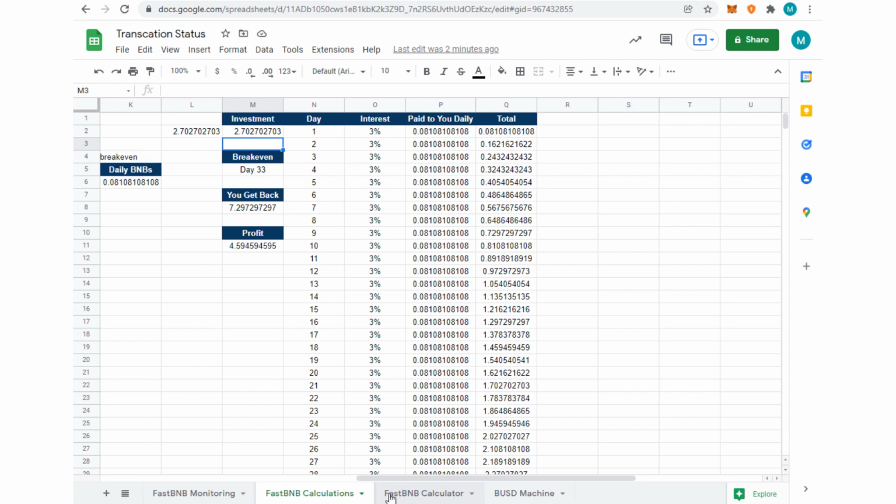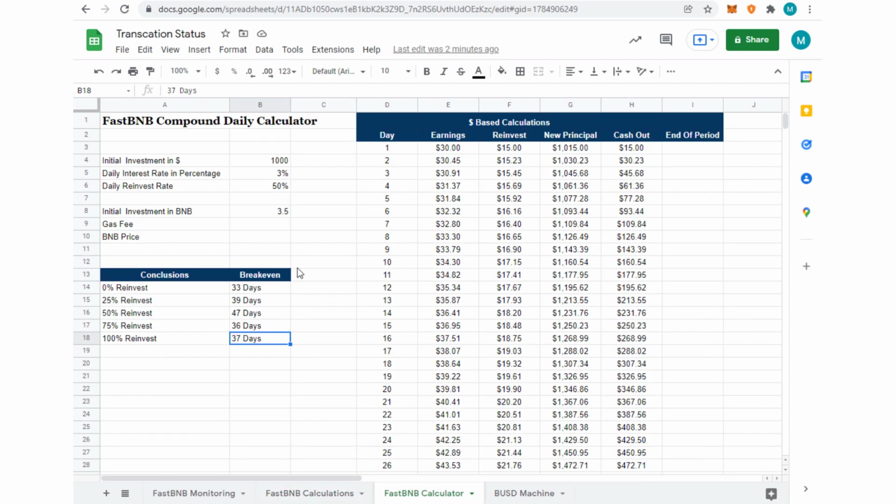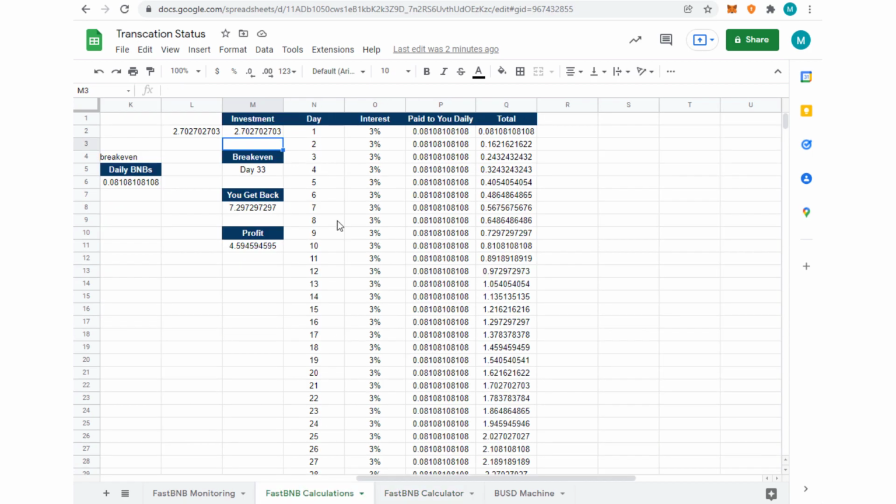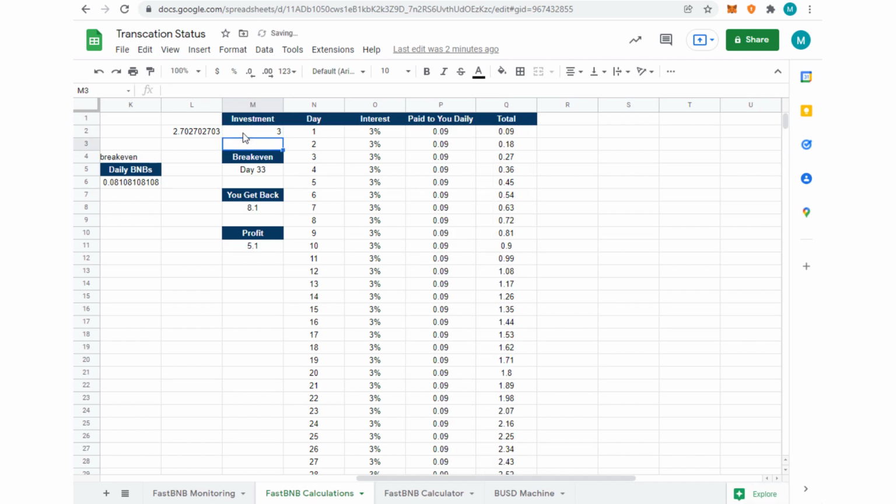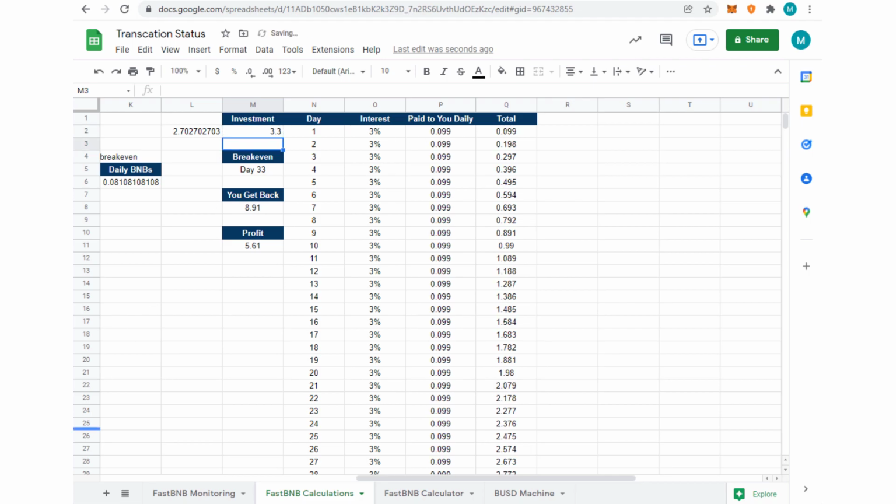So what I have done, let me go to that calculator. What would be the right number so that I get 0.1 at least? If I do 3.3 BNB, it will be 0.09. So that would not be right either. But if I do 3.5, I get 0.1. If I do it that way, I can reinvest that money.